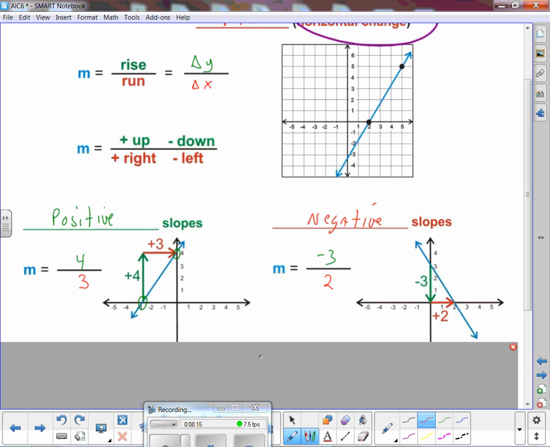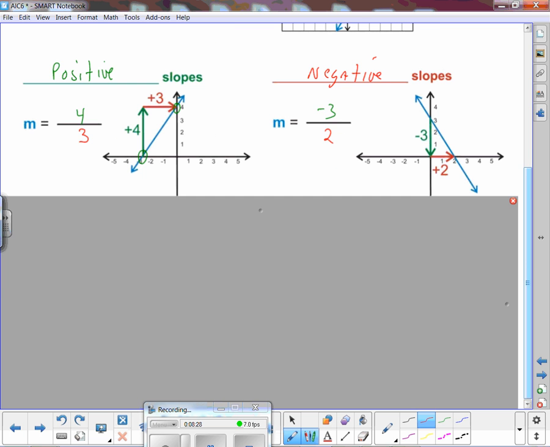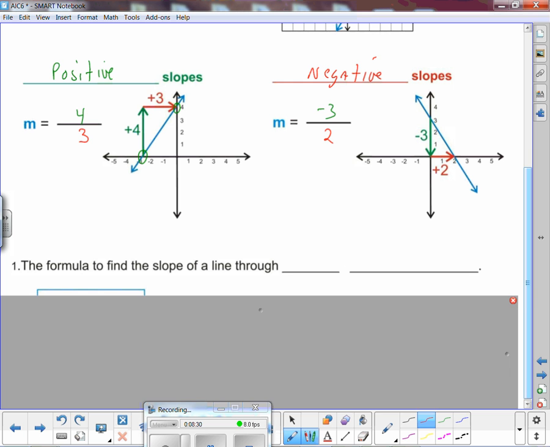So negative slopes always go down to the right. As you go left to right, they're heading down. Positive slopes, as you go left to right, they're heading up. Okay, you need to keep that straight. That's just something that every student should know, positive and negative slopes.